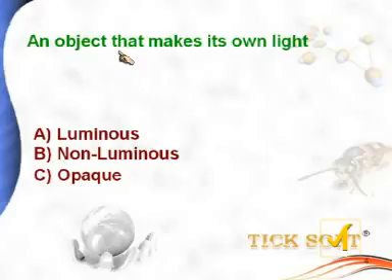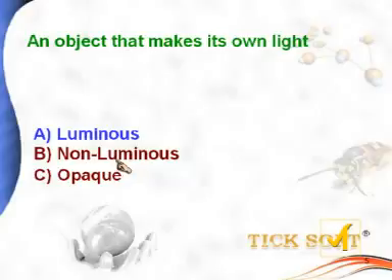An object that makes its own light. The options are option A, luminous, option B, non-luminous, and option C, opaque. See, some object has its own light. See, sun, it has its own light, so that is called as luminous objects. Only the luminous objects make their own light. The example is sun.